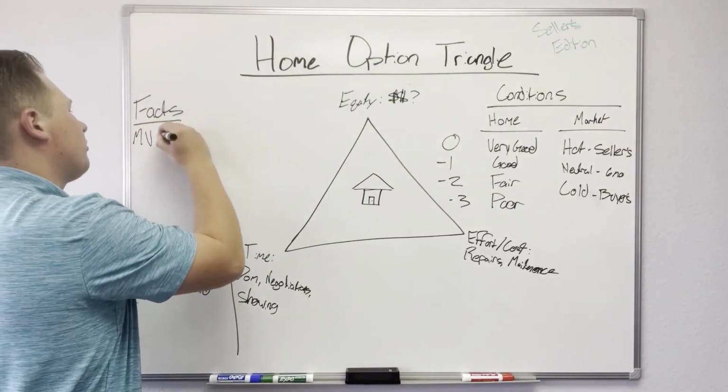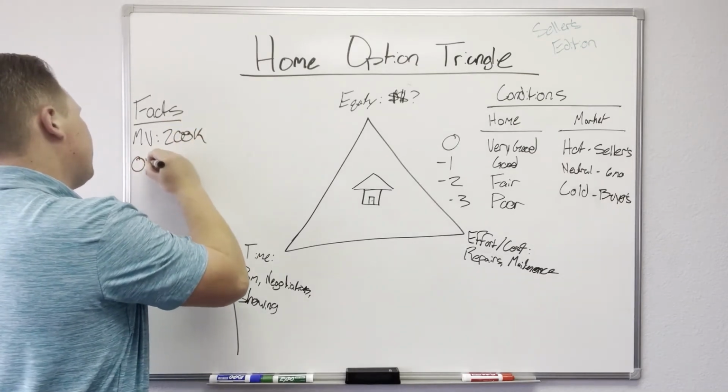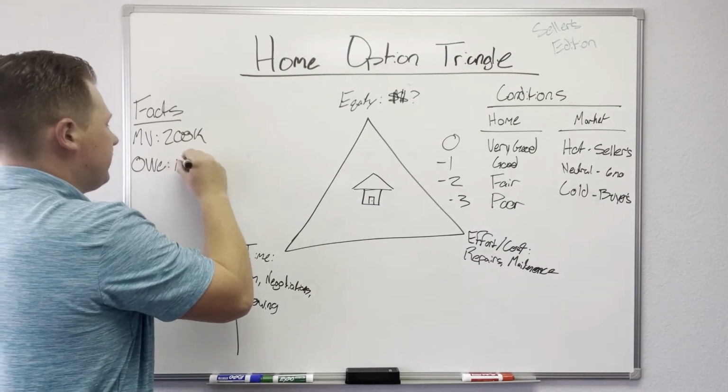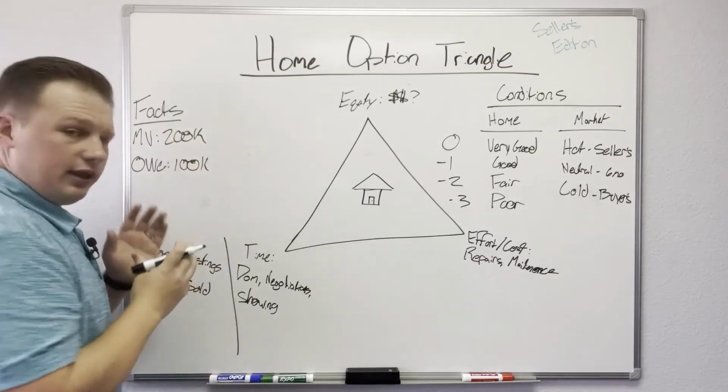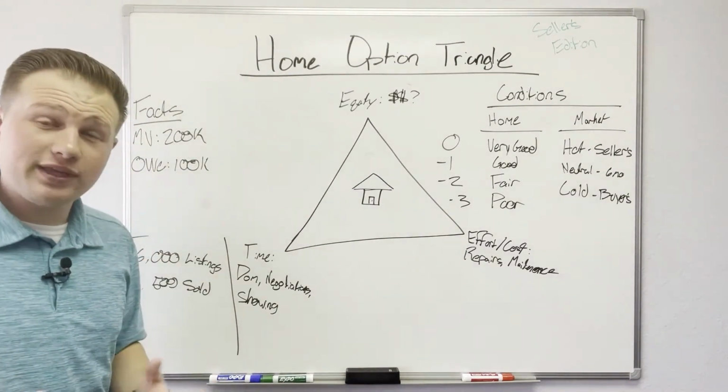So let's just say that our market value is $200,000. Let's say that you owe $100,000. So that isn't really a huge deal. Now we know that there's a very large spread on equity. There's a lot of options.